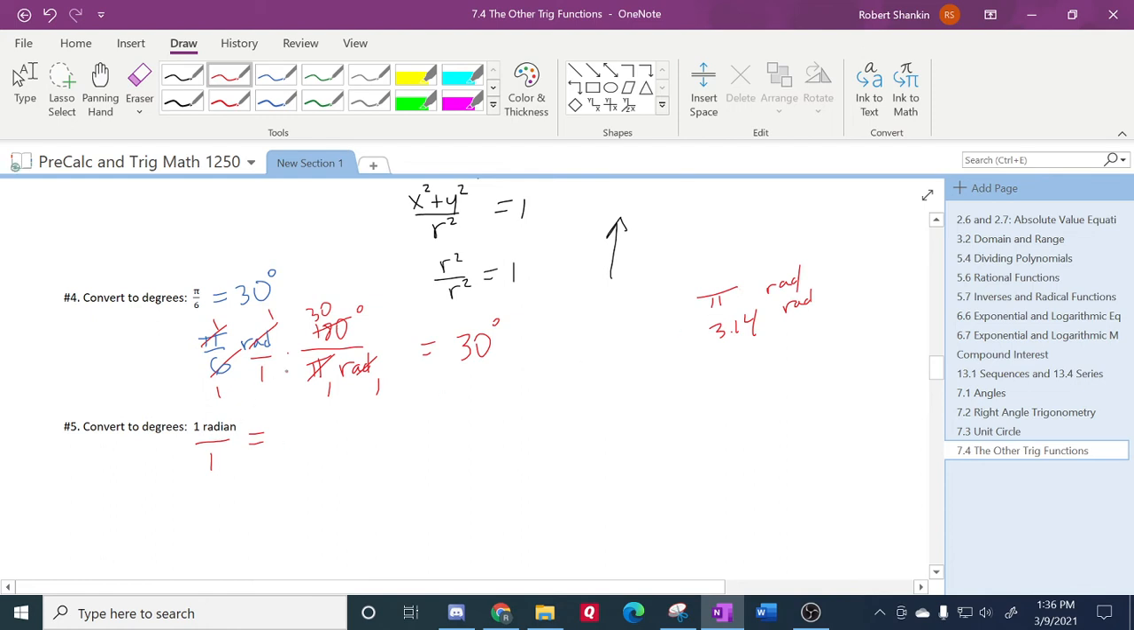Okay? So 1 radian, oh, and I'll put this equal sign here. I multiply, I want to get rid of radians, and I want degrees. And so pi radians, 180 degrees. And then the radians cancel, and I get 180 over pi degrees.